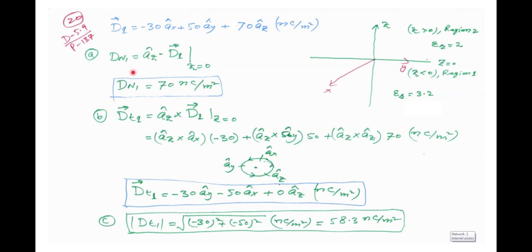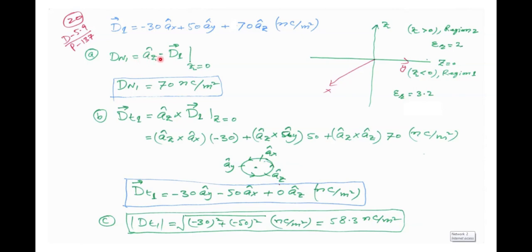So we have been asked to find the normal component of the given field. In this case, look at the interface z equal to 0 plane, which is the XY plane. This plane represents the interface between two different dielectric materials. So the normal to this interface is directed along the z-axis, which is the AZ unit vector. So Dn1 represents the normal component of the given field in region 1.